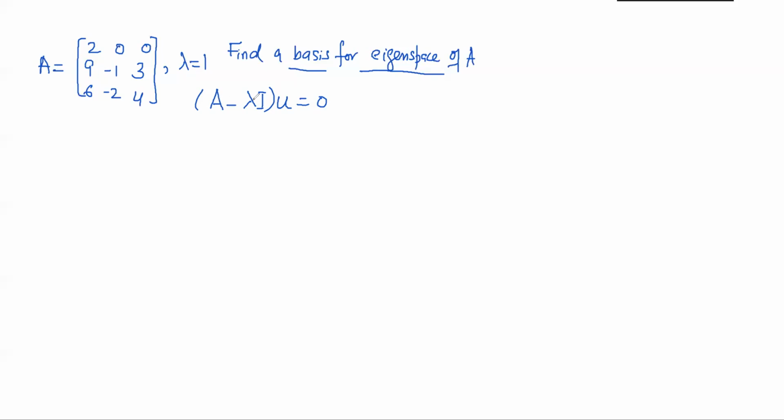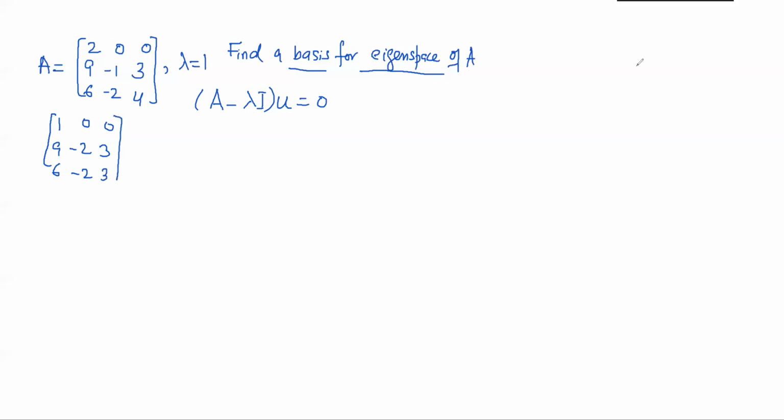So we find A minus lambda I. What is the effect of A minus lambda I? Only the terms on the diagonal will change. So A minus lambda I will become: 2 minus 1 is 1, 0, 0. Then 9 minus 2, 3. And then 6 minus 2, and then 3.